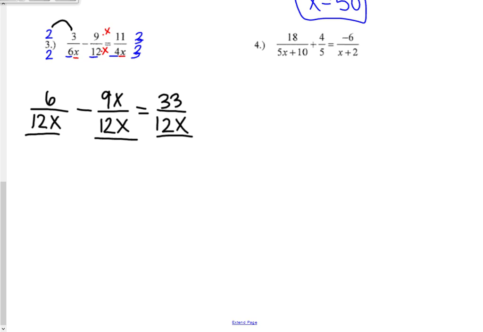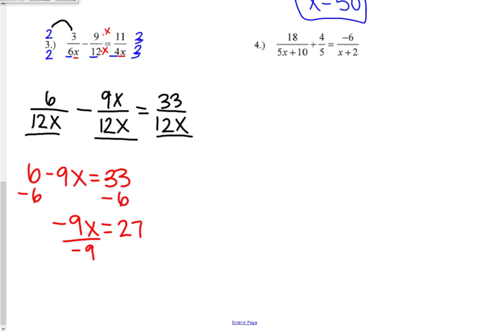I have my common denominator, so I'm going to rewrite it without the denominator. So 6 minus 9x equals 33. Subtract 6 from both sides. Negative 9x equals 27. And divide both sides by negative 9. So x equals negative 3. When I plug negative 3 in, I wouldn't get 0 in any of my denominators. So x equals negative 3 will be my final solution.